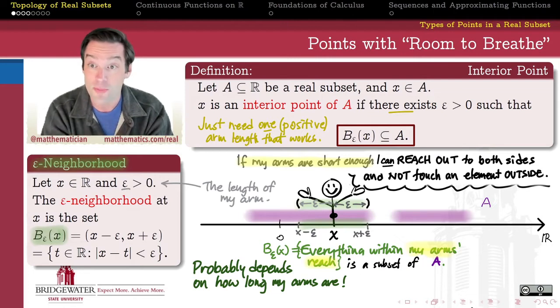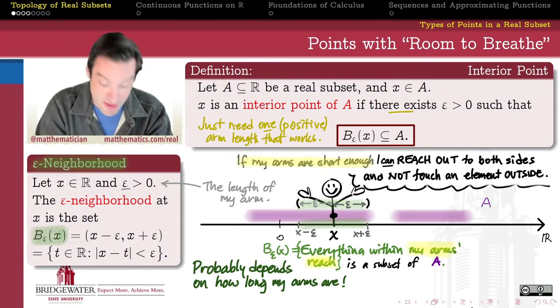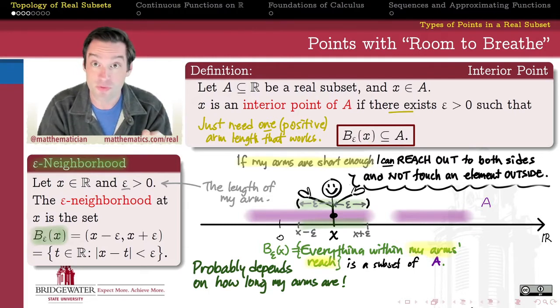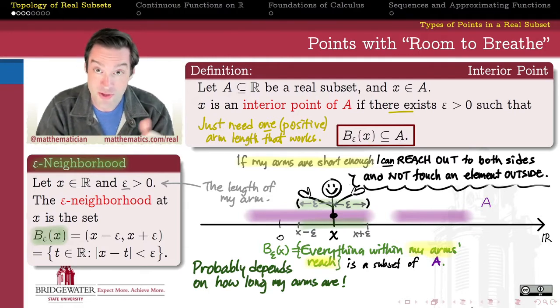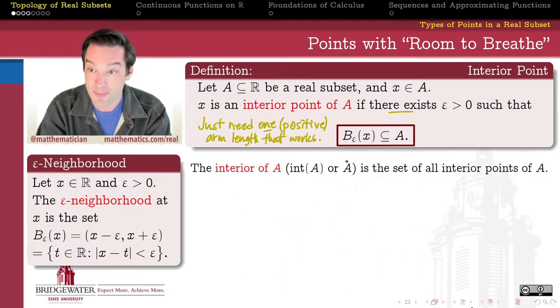X is an interior point of the set A if there exists a positive epsilon, however small it needs to be, as long as it's positive, such that the epsilon ball centered at x is entirely a subset of the set A. It gives me an epsilon ball's worth of wiggle room for which I do not have to leave the set A. So let's do an example.